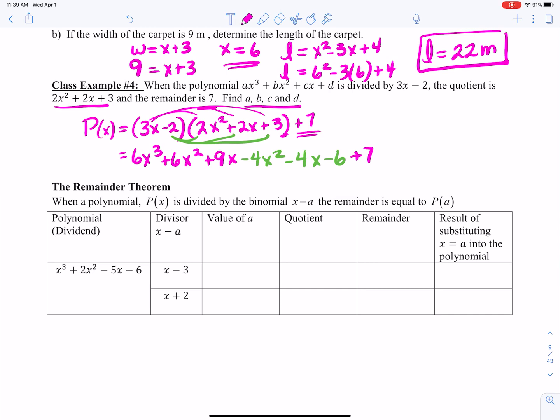Now I'm going to gather my like terms and I discover that the polynomial is 6x cubed plus 2x squared plus 5x plus 1.